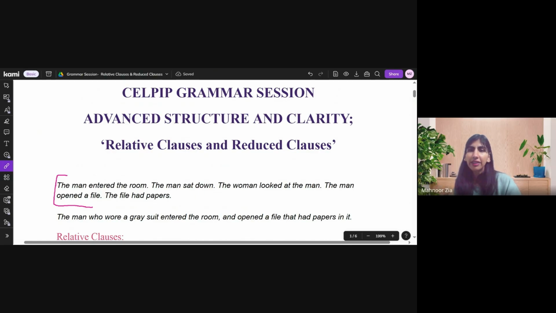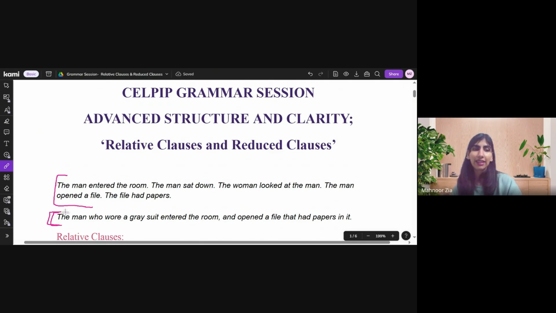Okay, so very redundant, right? Redundant and a bit hard to listen to, because all I kept hearing was the man, the man, the man. But what is missing over here? How can we fix this? With this one sentence only that combines everything: The man who wore a gray suit entered the room and opened a file that had papers in it.